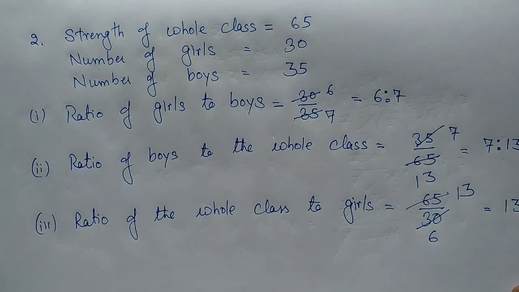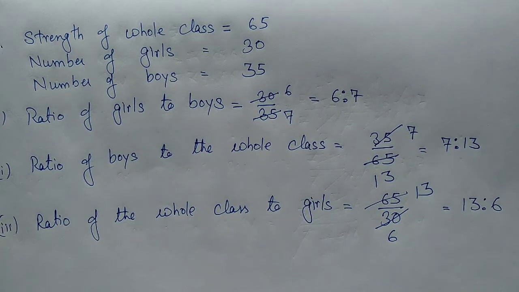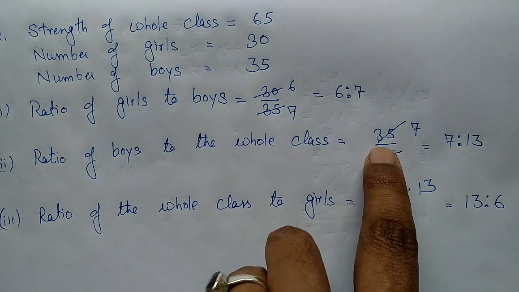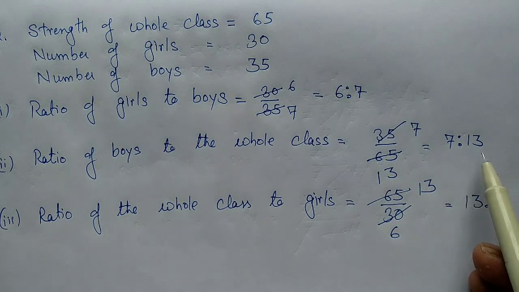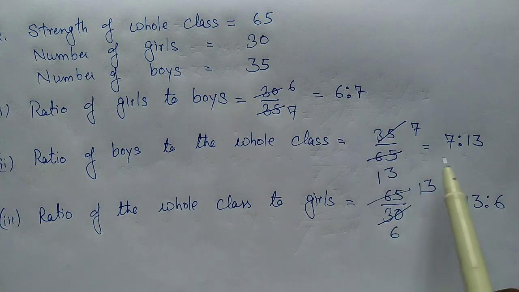This is how we are supposed to do number 2. I think that a little bit had been cut in the video, so you can do the cancellation, right? The first cancellation was by 5. Sorry, the answers were: the first one was 6:7, then 7:13, and then 13:6.